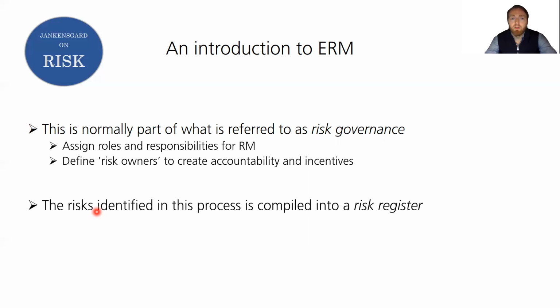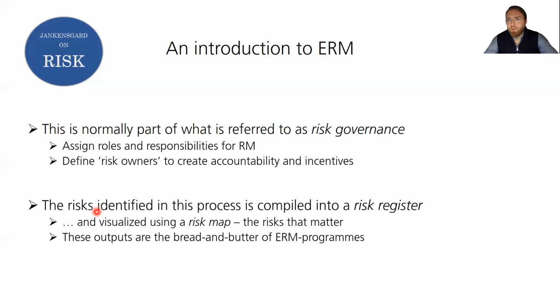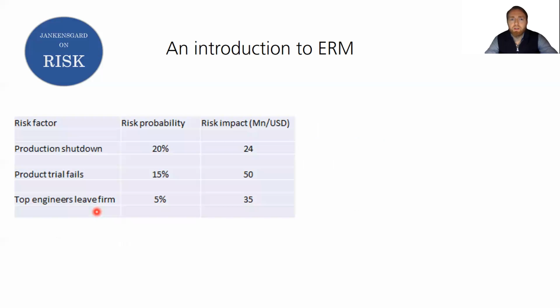So all right, and all the risks that are identified in this process are then compiled into a so-called risk register in order to be able to communicate this information further up in the corporate hierarchy here. And usually it's visualized using a risk map or similar. So these are the workhorses of enterprise risk management, and what most companies do. It's the bread and butter of enterprise risk management as of today, right?